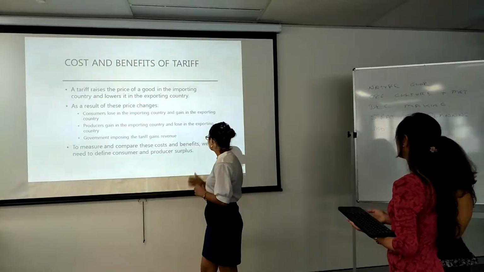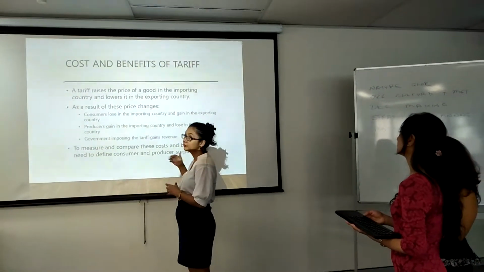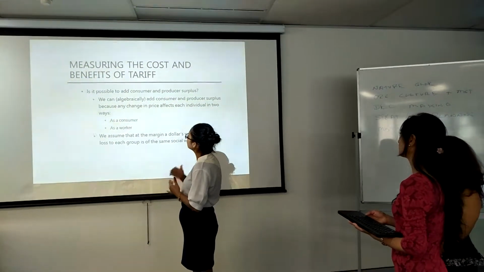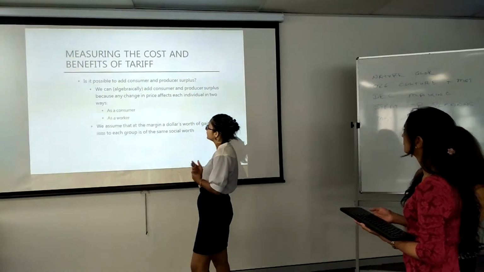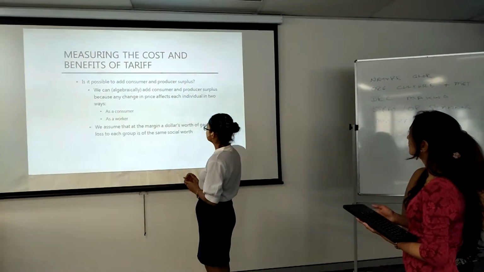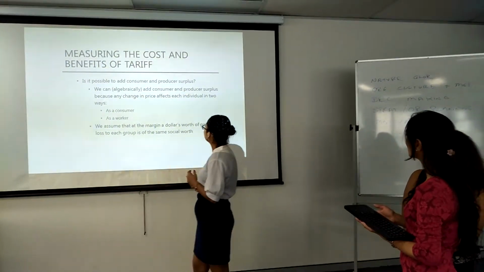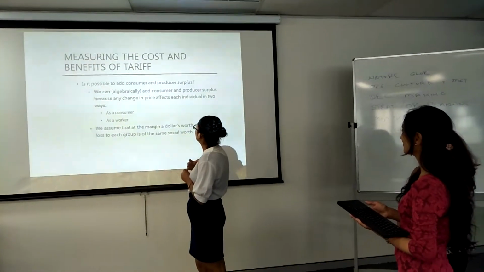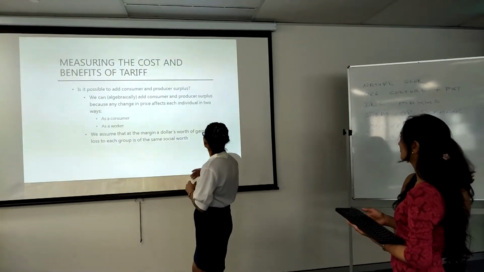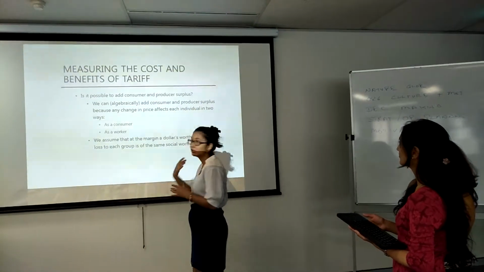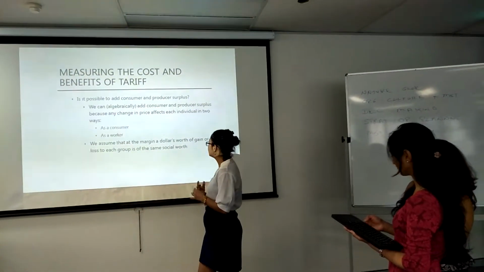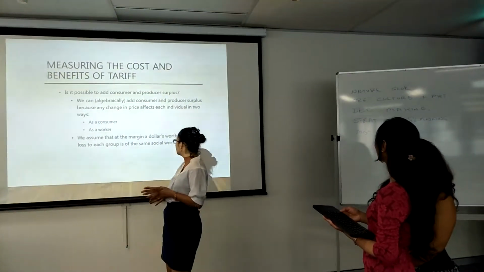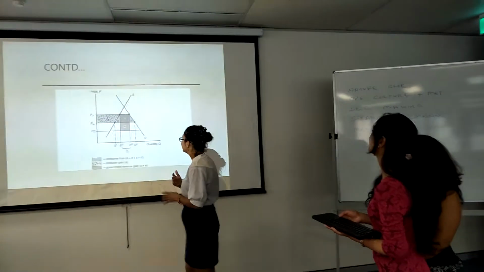To measure and compare these costs and benefits, we need to define the consumer and producer surplus. So we can measure the cost and benefit of tariff by measuring the consumer and producer surplus. Is it possible to use the consumer and producer surplus? Yes, we can. We can measure the consumer and producer surplus by adding the consumer and producer. A price change affects each individual in two ways, as a consumer and as a worker. We can also assume that a dollar's worth of gain or loss of each group has the same social worth.